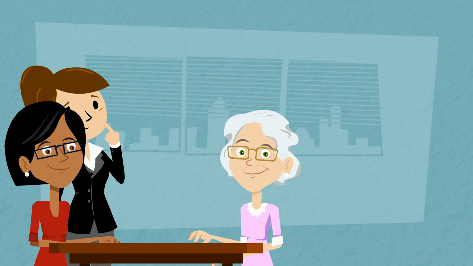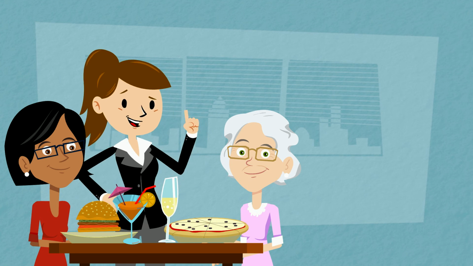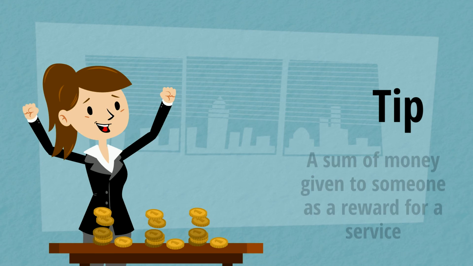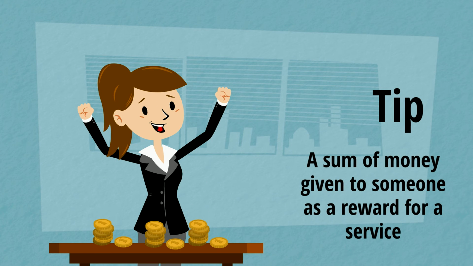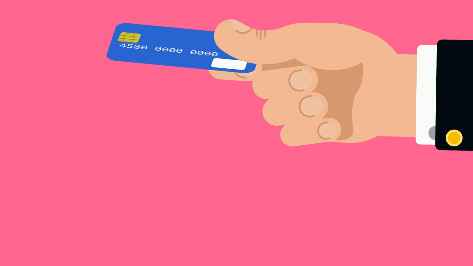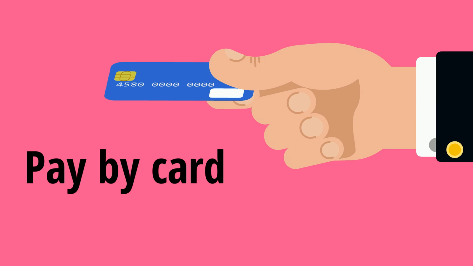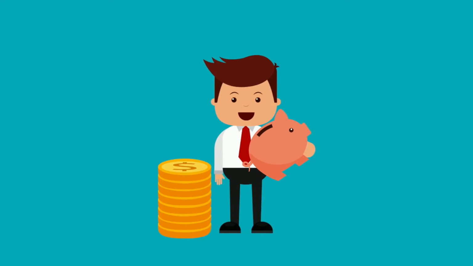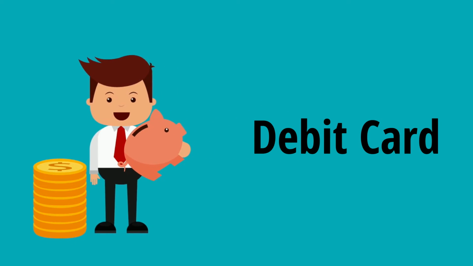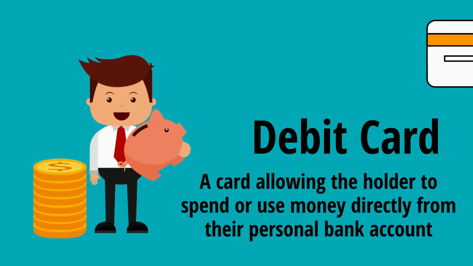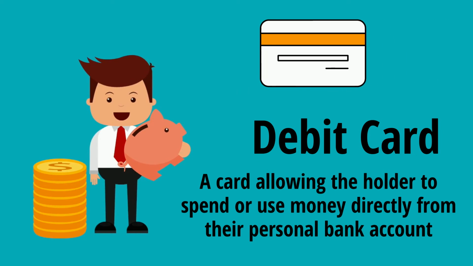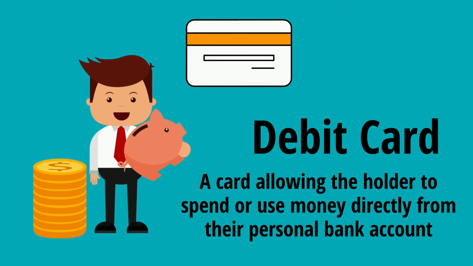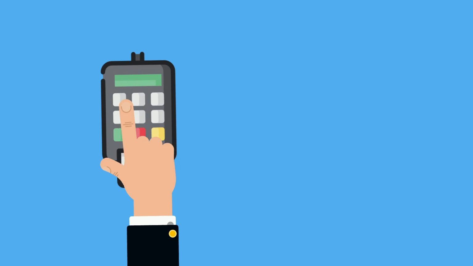When you go to a restaurant and you have a nice experience with the serving staff, you can leave them a tip. This is a sum of money given to someone as a reward for a service. It is becoming more and more common to pay by card. We have already taken a look at credit, but let's have a look at a debit card and what that means. A debit card is a card allowing the holder to spend or use money directly from their personal bank account. When you use a card to pay for something, you might need to use your chip and pin.